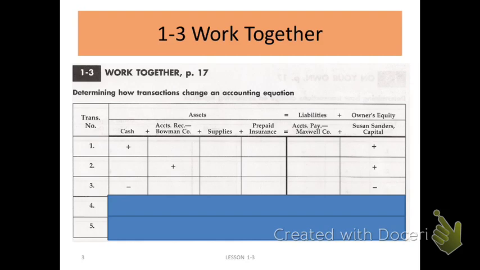Moving on to line 4, transaction 4. Received cash on account from Bowman Company. What this is telling me is that two transactions ago, we sold services on account. Okay, now they are paying us back what they owed us. So receiving cash, that means an increase to cash.